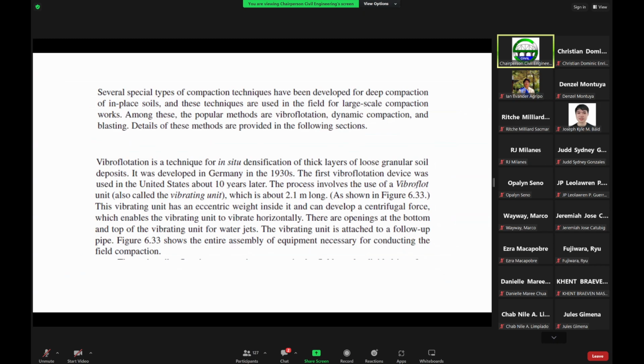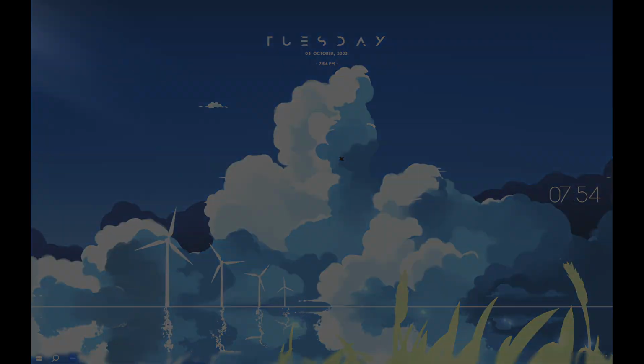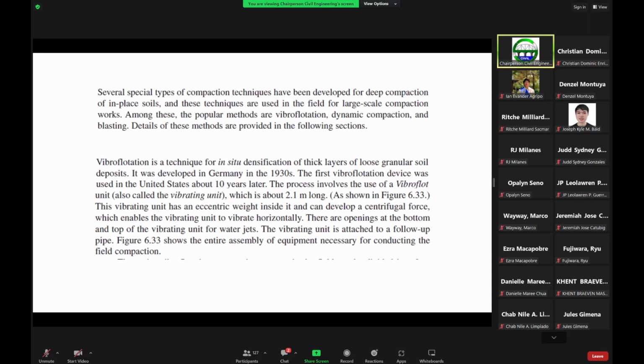Now, several special types of compaction techniques have been developed for deep compaction of in-place soils, and these techniques are used in the field for large-scale compaction works. So among these techniques, the popular methods are the vibro flotation or the vibro compaction technique, the dynamic compaction technique, as well as the blasting techniques, although we try to avoid blasting as much as possible. Now, as of the moment, let's try to discuss this vibro flotation technique.